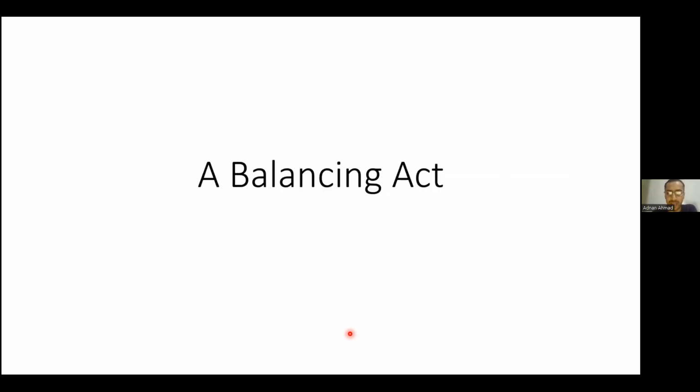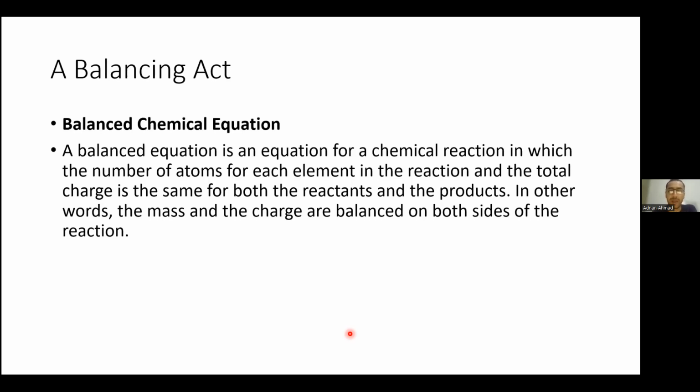So what is a balancing act? It is related to a balanced chemical equation. A balanced chemical equation is an equation for a chemical reaction in which the number of atoms for each element in the reaction and the total charge is the same for both the reactants and the products. It means that the quantity of charge on the left-hand side should be equal to the quantity of charge on the right-hand side. In other words, the mass and the charge are balanced on both sides of the reaction.